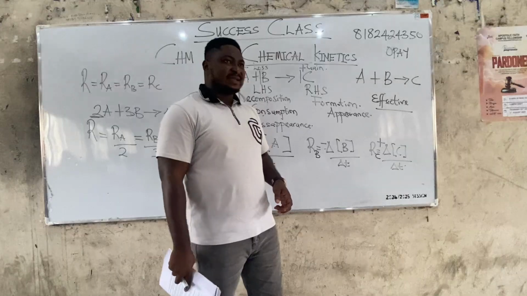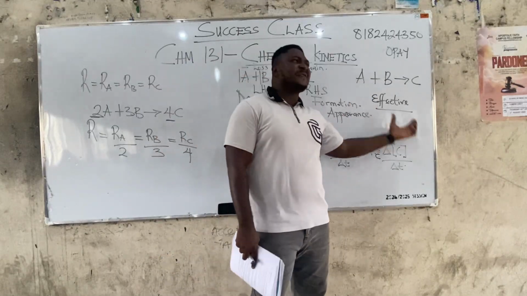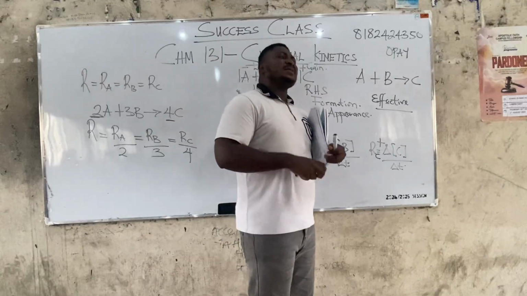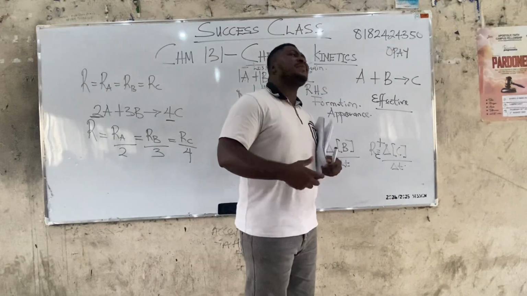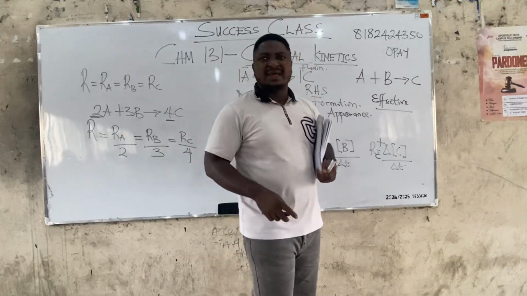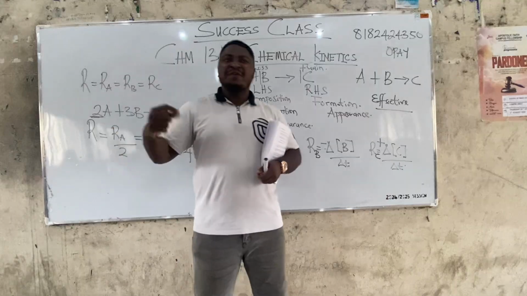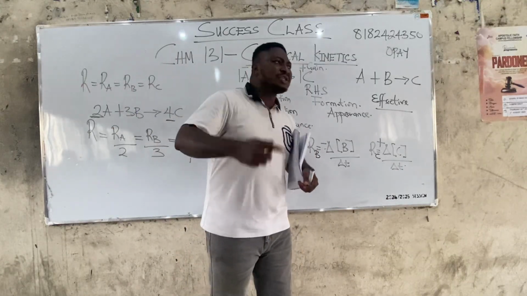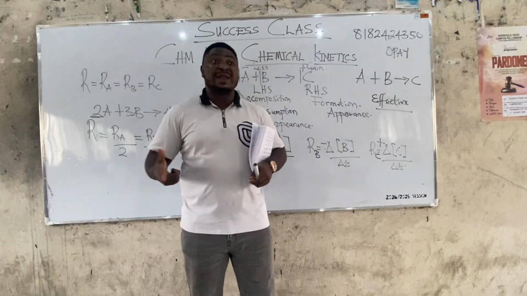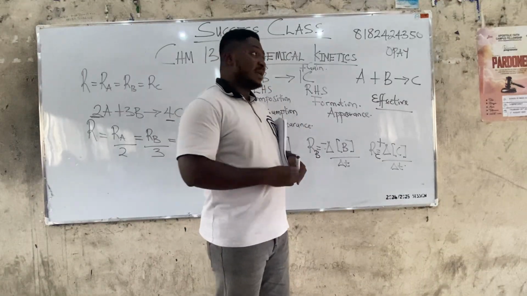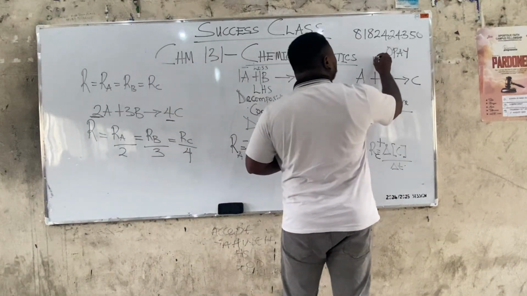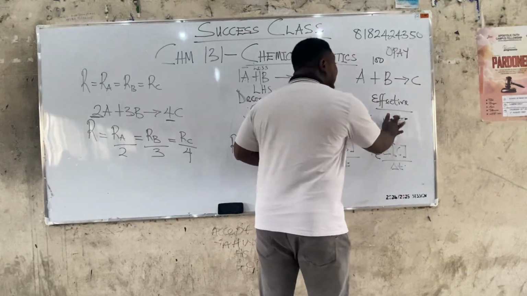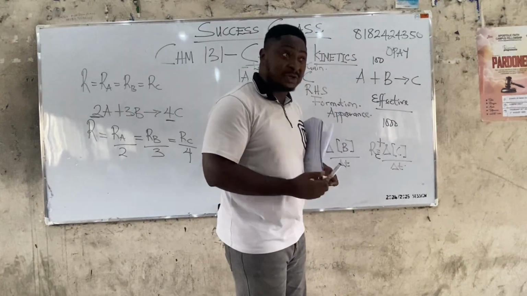So class, how does the increase in temperature help effective collision? If you increase the temperature, the collision frequency is increased. Collision frequency is the number of times two molecules collide. How frequently do two molecules collide? If A and B collide 100 times and A and B collide 1,000 times, where do you have more chance of C forming? Is it not 1,000?